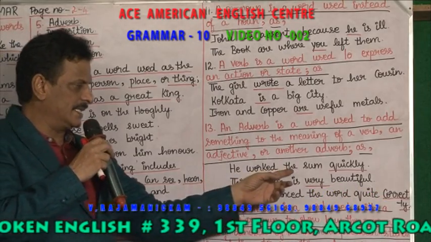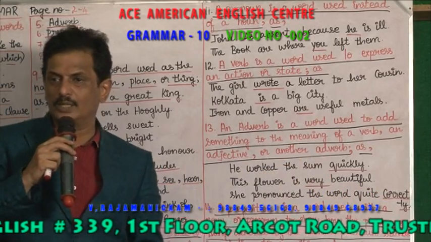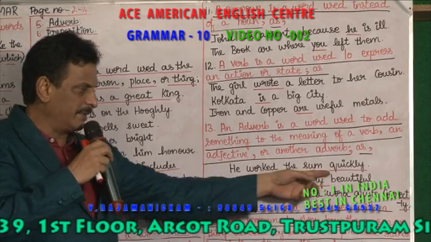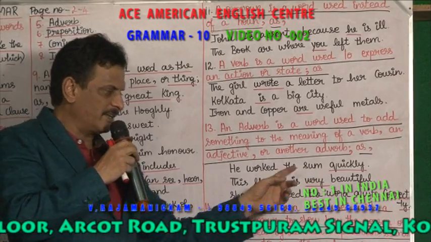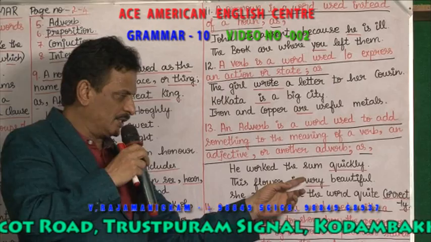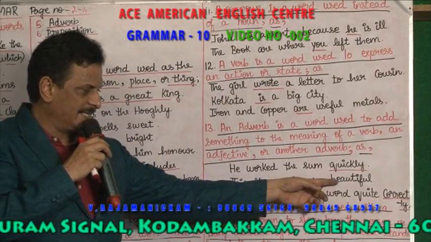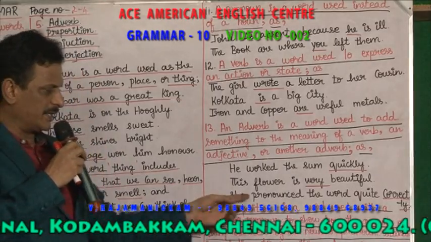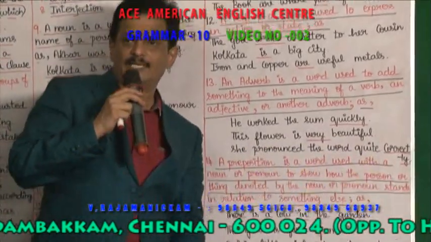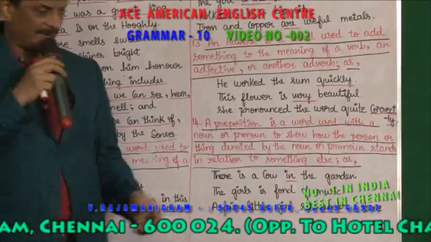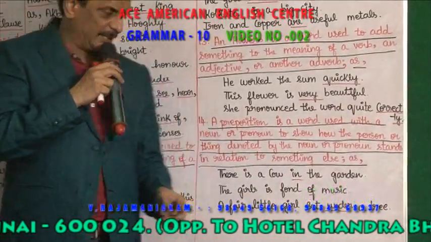He worked the sum quickly. How did he work the sum? Quickly. So quickly becomes an adverb. This flower is very beautiful. So this very becomes an adverb because it modifies an adjective, beautiful. She pronounced the word quite correctly. How did she pronounce the word? Quite correctly. So correctly becomes an adverb.